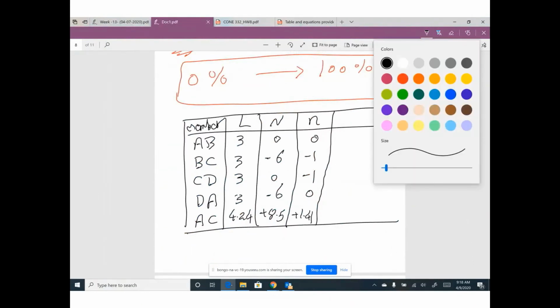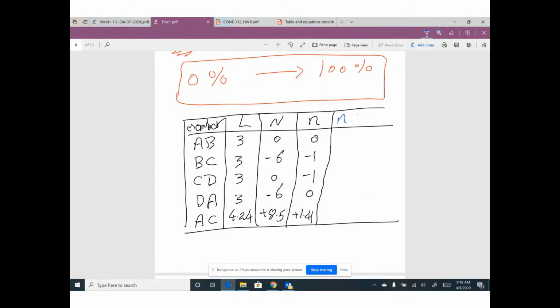Finally, go ahead and multiply small n by capital N by L. This column times this column times this column, and put your value here. 3 times 0 times 0 is 0. 3 times negative 6 times negative 1 is 18, positive. 3 times 0 times negative 1, 0. 3 times negative 6 times 0 is 0. Then 4.24 times 8.5 times 1.41 equals 50.8.